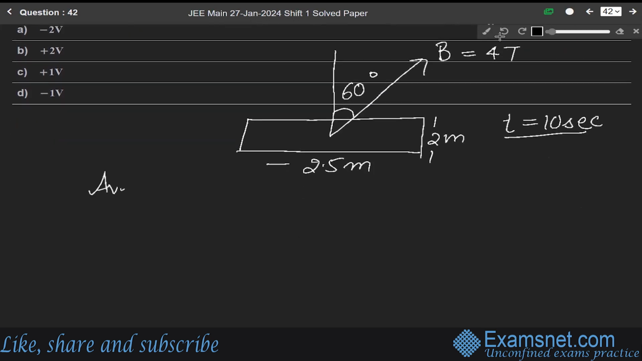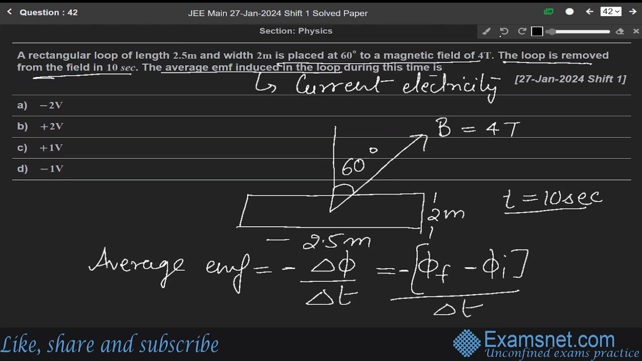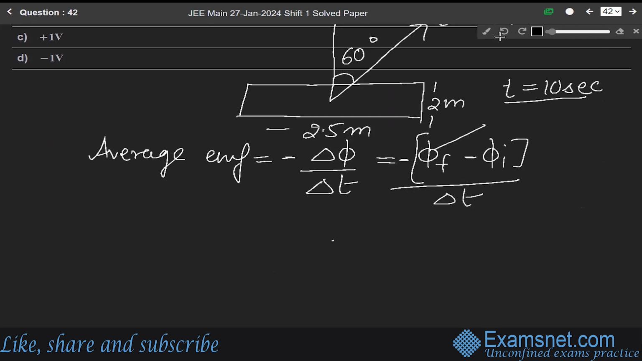We know that the formula for average EMF is equal to change in the flux over change in the time. So change in the flux means final flux minus initial flux over delta T. So students, after T equals to 10 seconds, the loop is removed from the field. When the loop is removed, at that time the flux will be 0. The final flux will be 0.